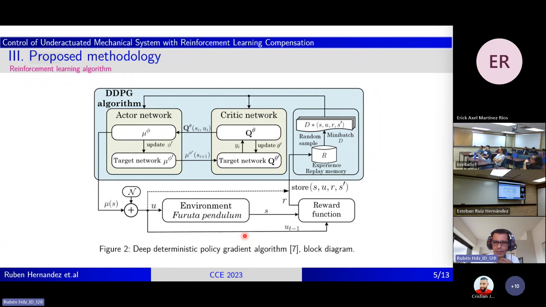So this algorithm is a well-known reinforcement learning method used for solving continuous action space problems. The deep deterministic policy gradient algorithm is based on an actor-critic architecture. So the actor network is responsible for generating the policy, and the critic network evaluates the quality of the generated action by estimating the expected cumulative reward based on the current policy.